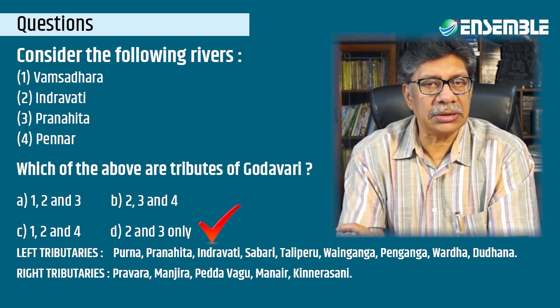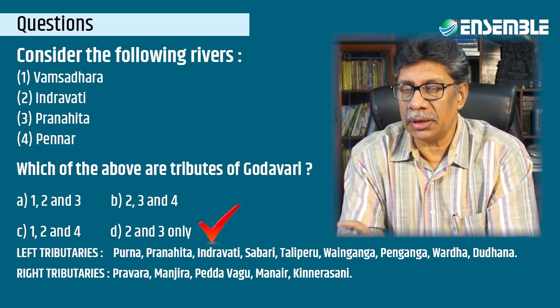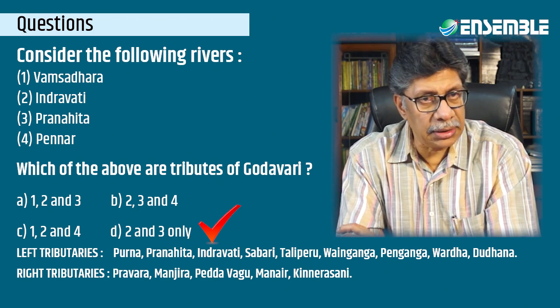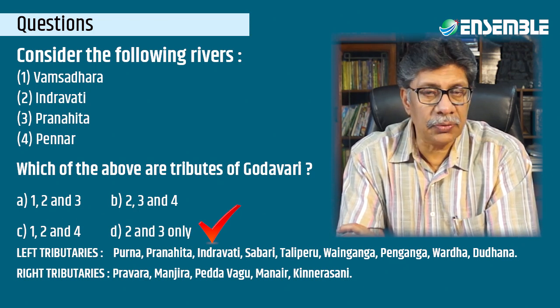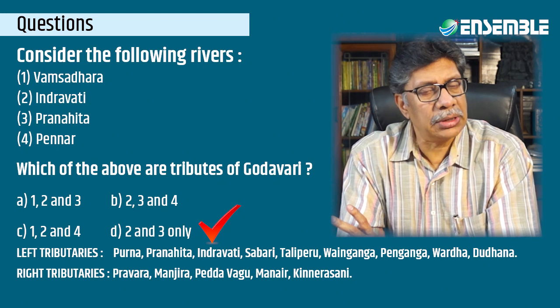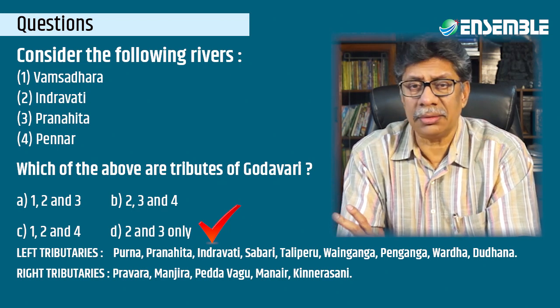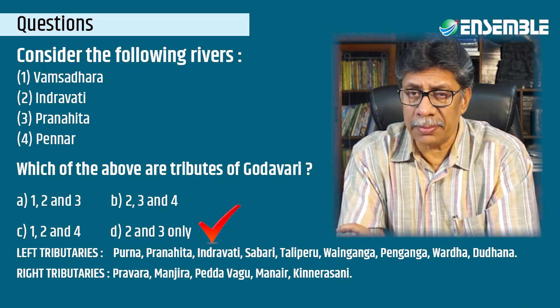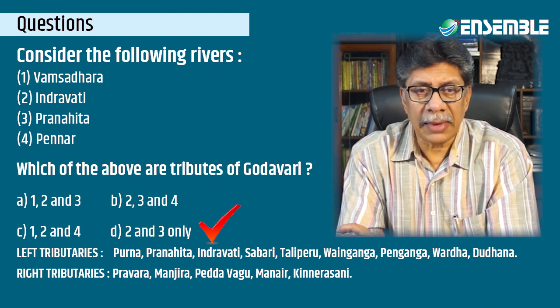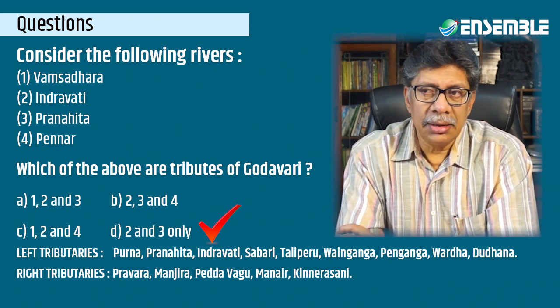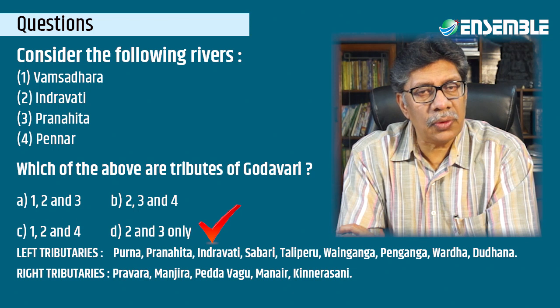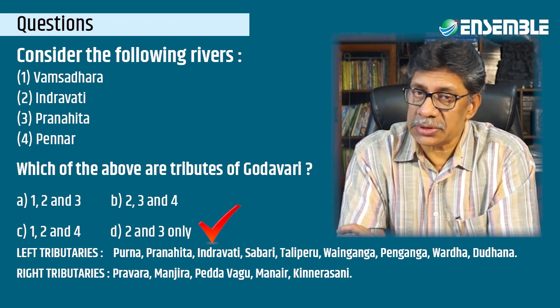Once you consider that the left-hand tributaries of Godavari include Purna, Pranhita, Indravati, Sabari, Taliperu, Wainganga, Penganga, Wardha, Dudhna, and the right-hand tributaries like Pravara, Manjira, Pedda Vagu, Manair, and Kinnerasani, then you find it easy to answer these questions. That was again fact-based.